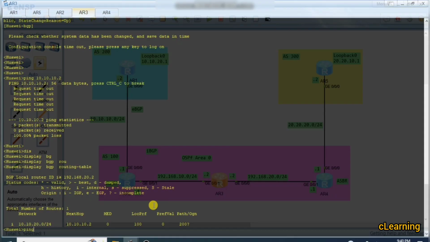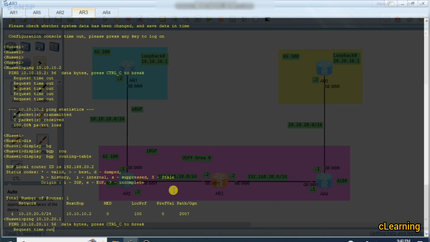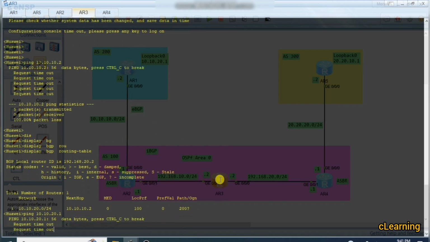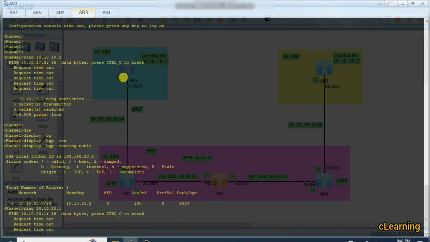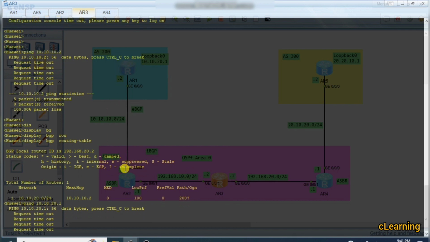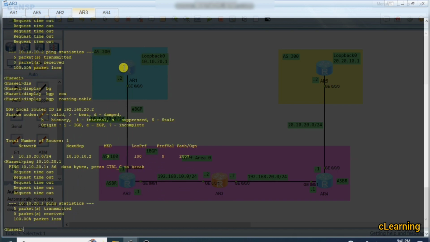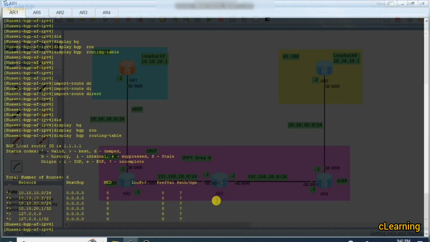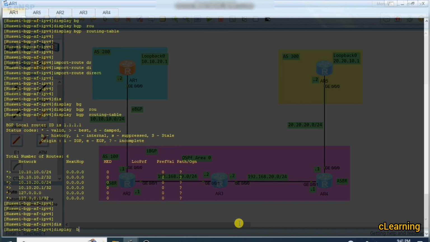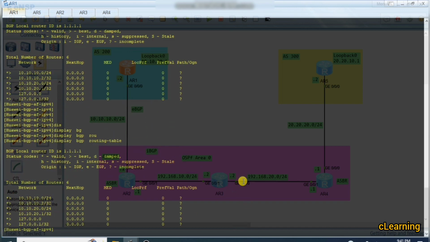10.20.1, it will not be reachable, because only this router learned this loopback address through this peer relationship, but this router does not know about this router, because this router didn't learn this network. You can see here, display BGP routing table. This route does not exist in this BGP routing table, that's why this network will not be reachable.